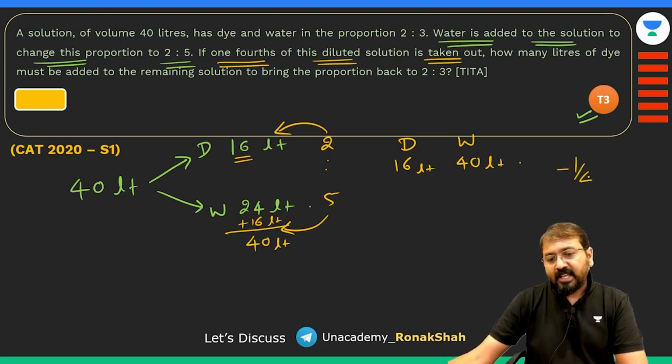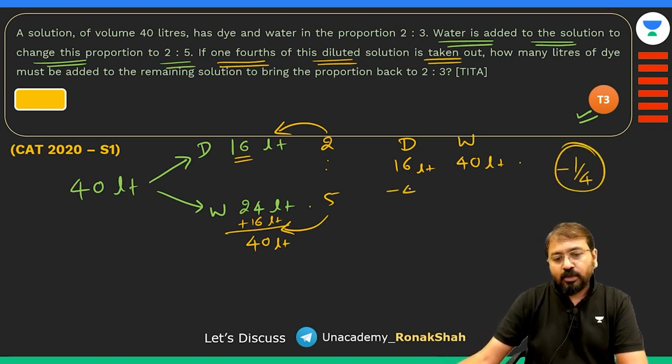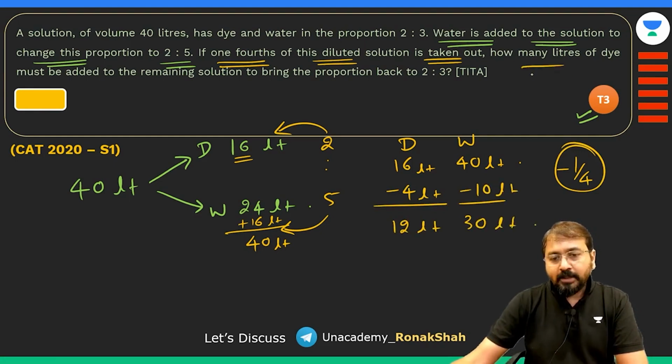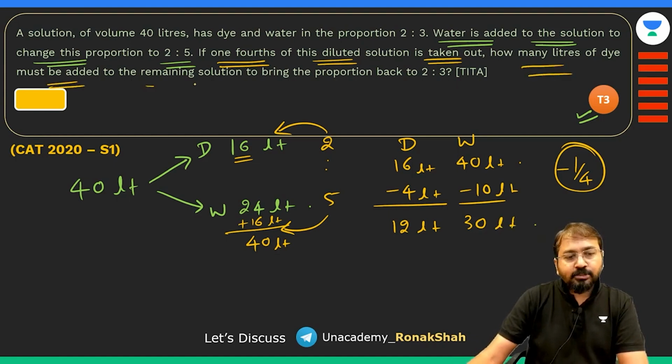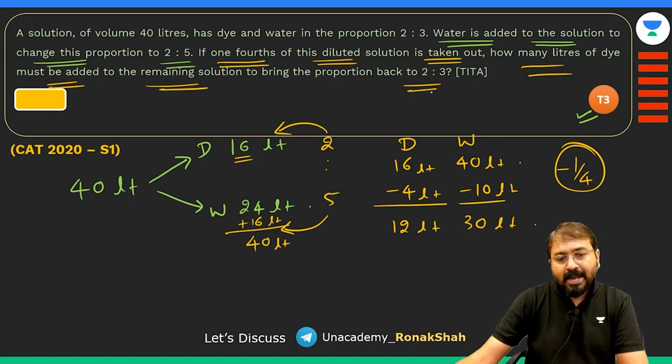If 1/4 of this diluted solution is taken out. Now guys, if I take out 1/4 of this, can I say 4 liters of dye will be removed and 10 liters of water will be removed. So I'll have 12 liters of dye and 30 liters of water. How many liters of dye must be added to the remaining solution to bring the proportion back to 2:3? We want to make it 2:3.